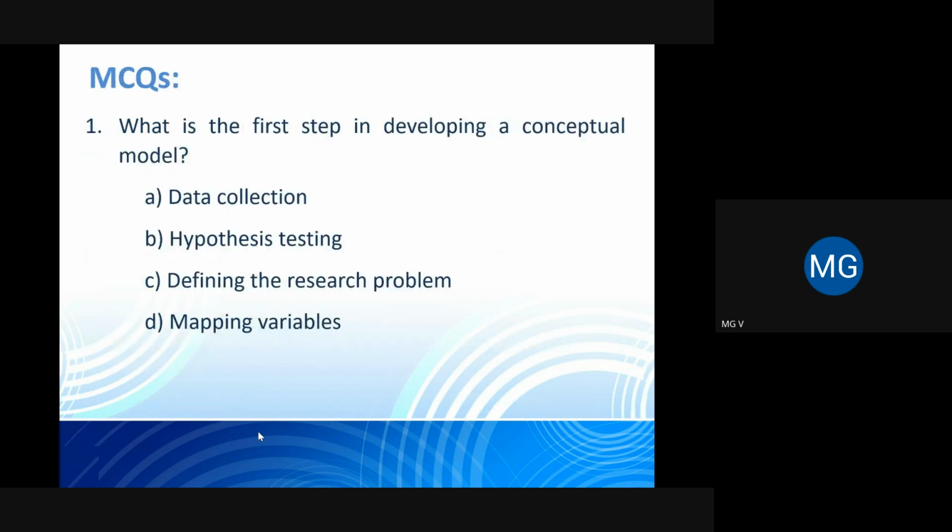Okay. What is the first step in developing a conceptual model? Data collection, hypothesis testing, defining the research problem, or mapping the variables? I hope now you are clear. C. It was the C. Yes, very right. It is C, defining the research problem. Unless and until we are aware of what the research problem is, how can we proceed further?